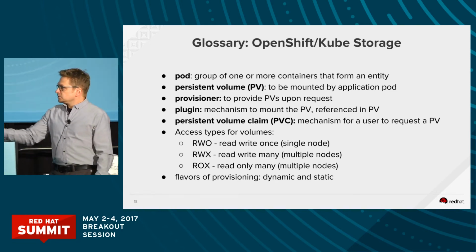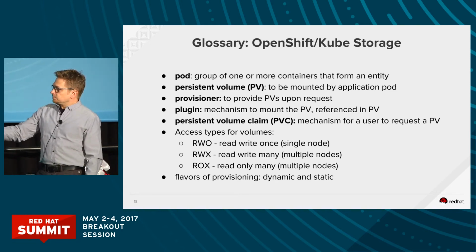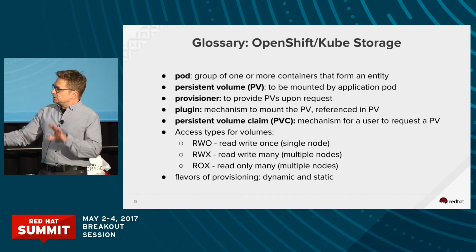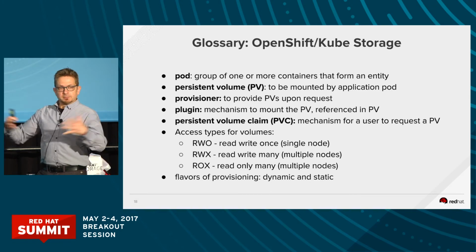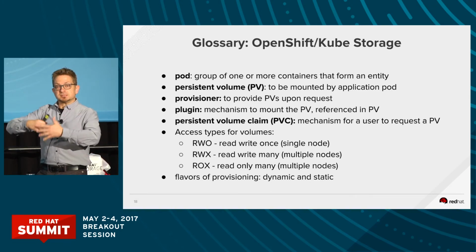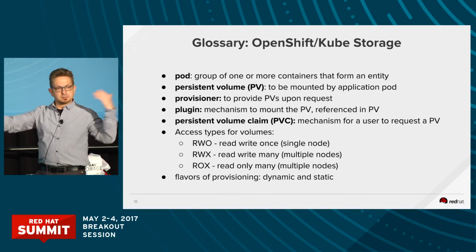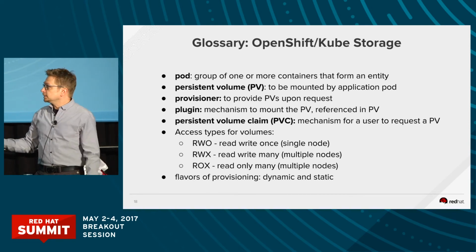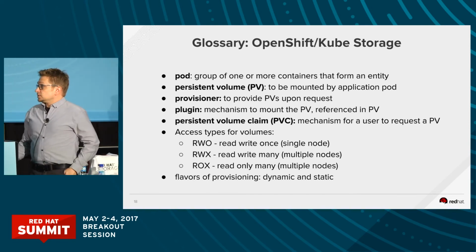And you have briefly seen these access types. They may be important moving forward. So read-write once is more exclusive access, even though it's not fully enforced and fully implemented. Read-write many, RWX, is the one where Gluster basically shines, because this is distributed storage that can be accessed from multiple hosts, multiple clients at the same time. And also read-only access is possible.